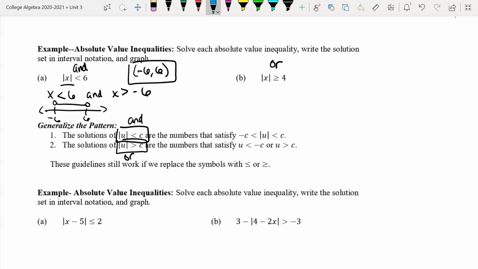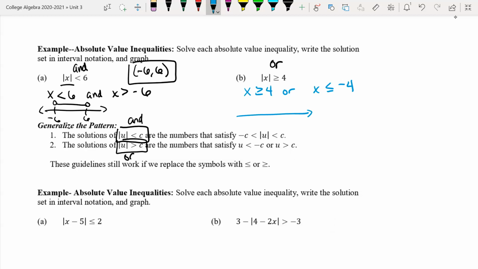Now an or statement is going to look like this. I have x greater than or equal to 4. You write your two equations. You don't really have to solve anything. Normally we would solve after we got the absolute value by itself, and we'll do some examples of that later on. But I get this.